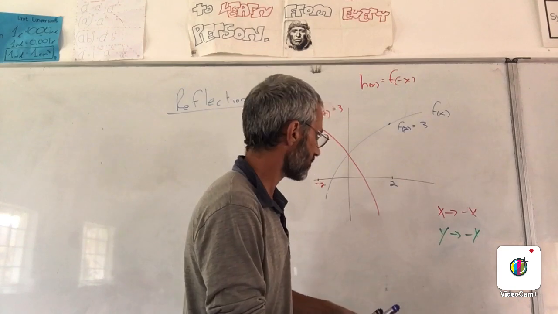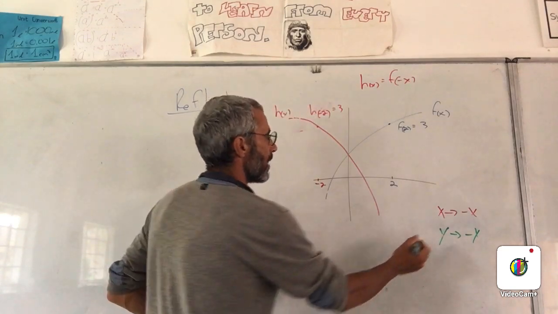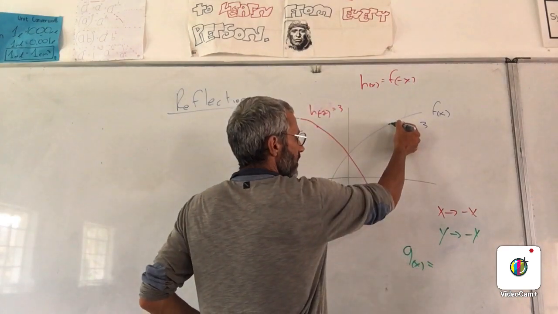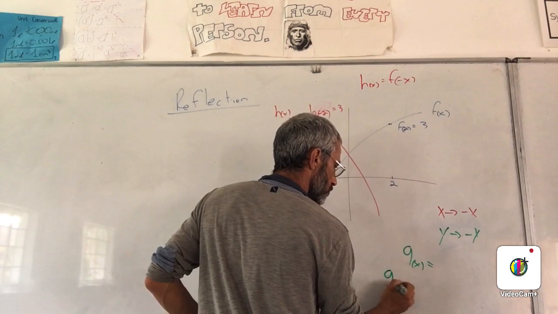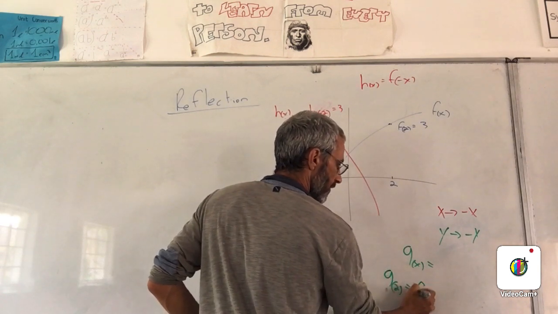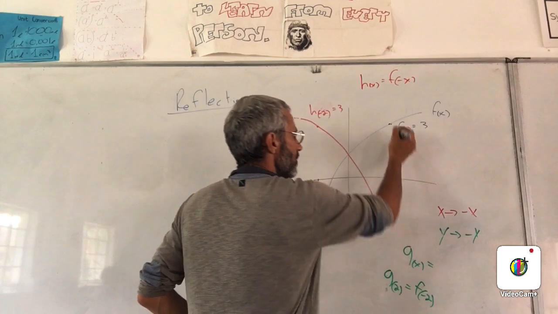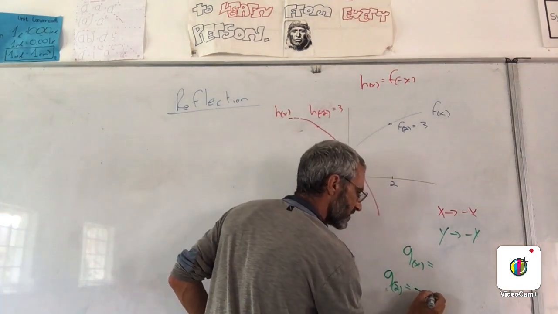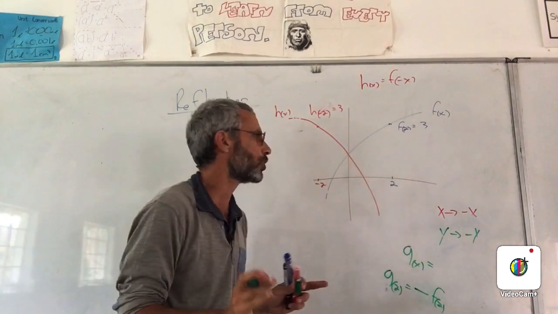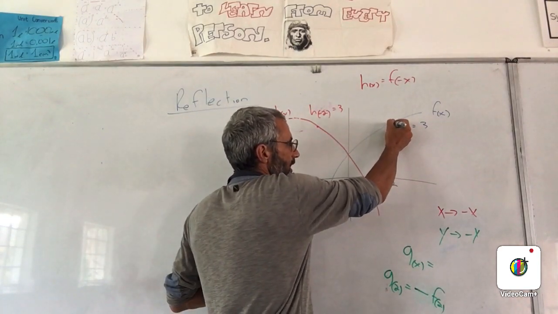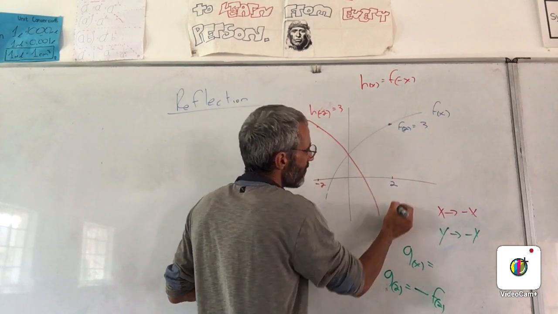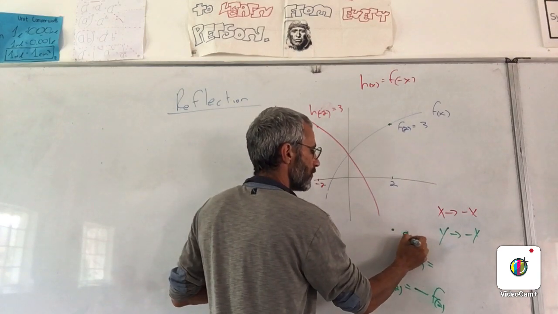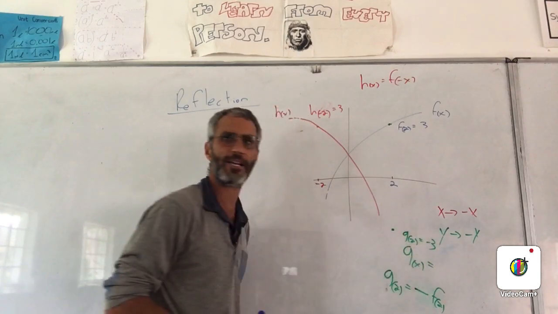What does that mean? So let's make up another function. We'll call it g of x. So g of 2 is basically equal to minus f of 2. I know it sounds a bit complicated, but what I'm saying is that f of 2, instead of being equal to 3, the new function is going to be equal to minus 3. So g of 2 is not equal to 3, it's going to be equal to minus 3.